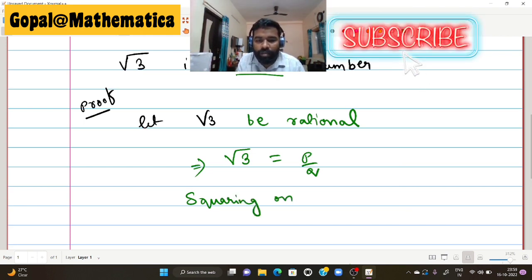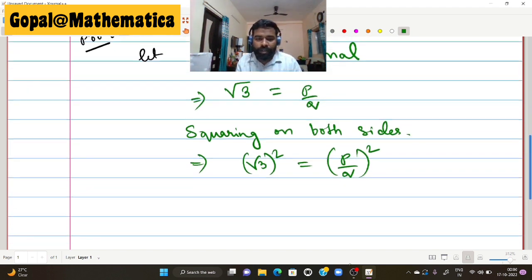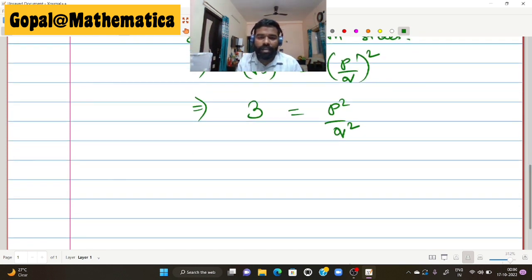Squaring on both sides. Okay, so what happens after this? We get root 3 whole square on one side, and p by q whole square on the other side. Okay, so root 3 whole square is what? 3. And here it is p square by q square. Next, you need to shift this q square over there and 3 to the down of p square.